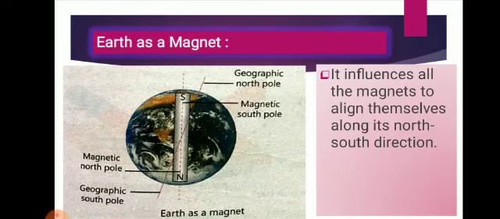So this is the reason why a freely suspended magnet always comes to rest in the north-south direction. Why? Because of the influence of the earth, which itself acts as a huge magnet with its south pole near the geographical north pole and its north pole near the geographical south pole. It influences all magnets to align themselves in the north-south direction.